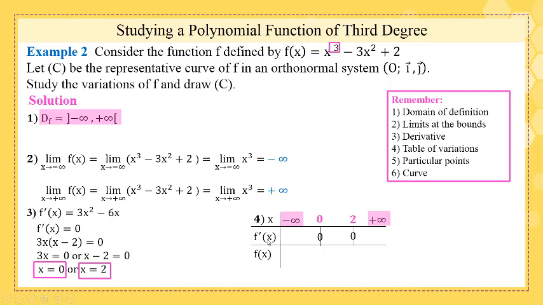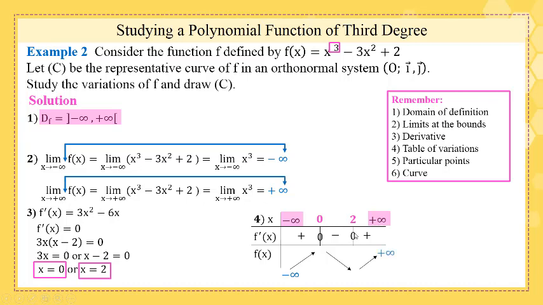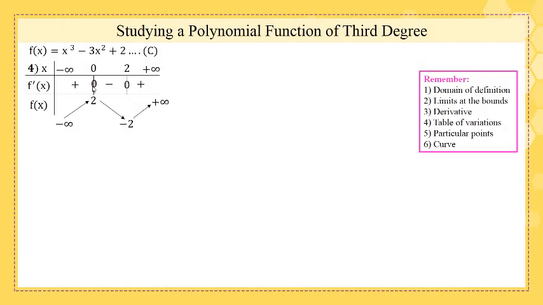The sign of f prime of x is plus, minus, plus, since f prime of x is a polynomial of degree 2 and the coefficient of x squared is positive. And so the sense of variations of f are as follows. The limit of f of x as x tends to minus infinity equals minus infinity. The limit of f of x as x tends to plus infinity is plus infinity. F of 0 equals 2, f of 2 equals minus 2. As you see, here we have the maximum point of the curve C of coordinates 0, 2. And here we have the minimum point of C of coordinates 2, minus 2.